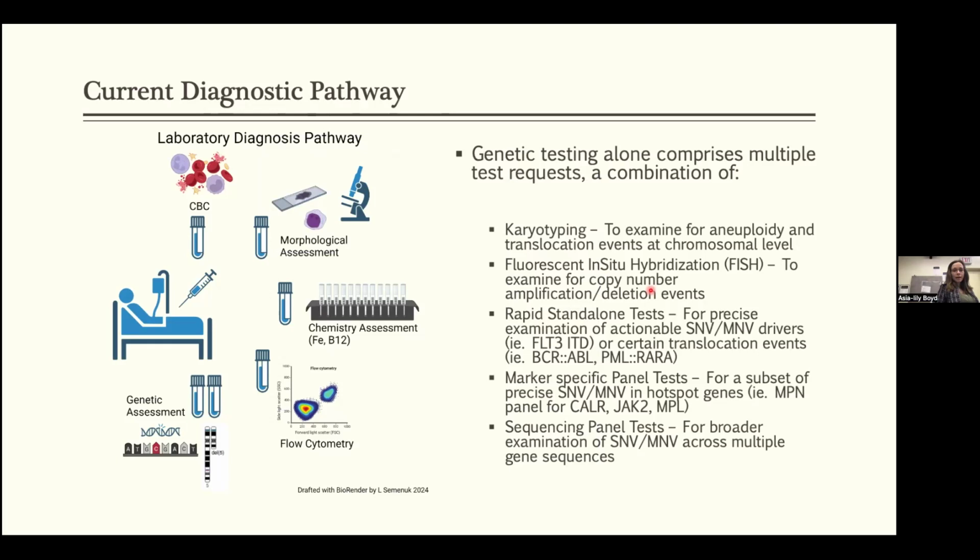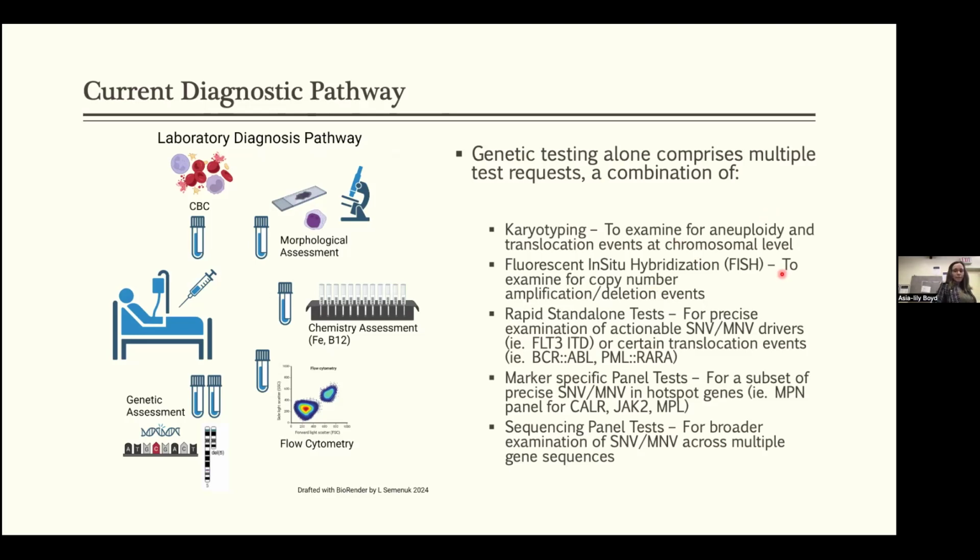On the right-hand side, when we're looking at the genetic testing that we do here, there are multiple different types of tests that we use in order to diagnose a leukemia or a myeloid neoplasm. We have karyotyping, which we do to examine for aneuploidy and translocation events that we can see at the chromosome level. We also do fluorescent in situ hybridization, to examine for copy number, amplification, or deletion events that you can see at the cellular level.